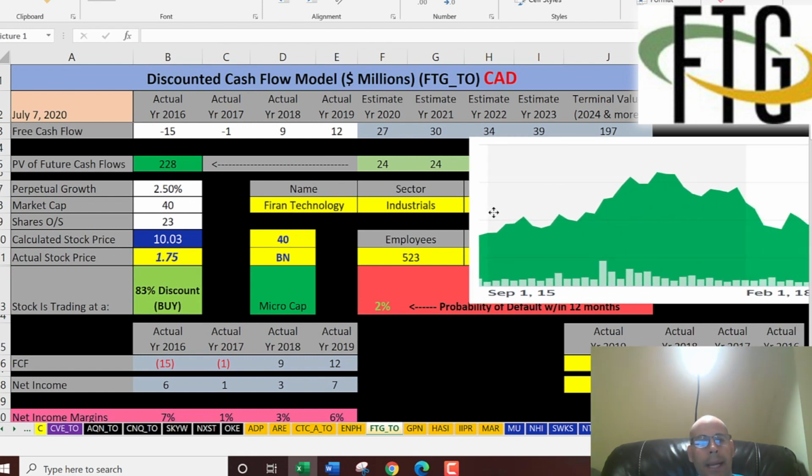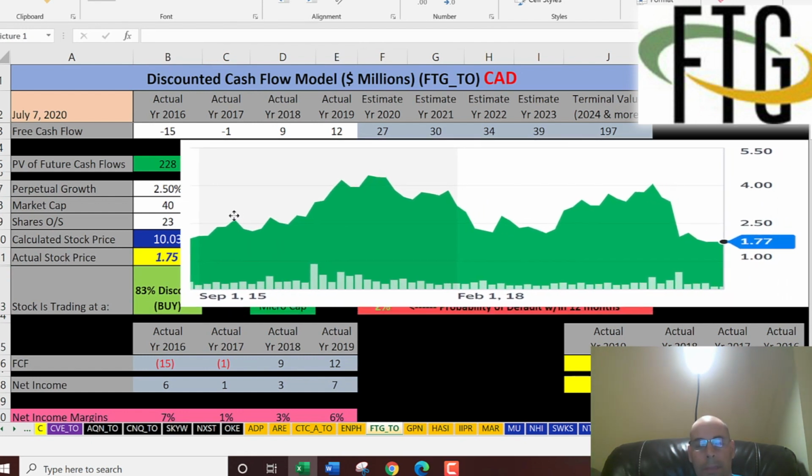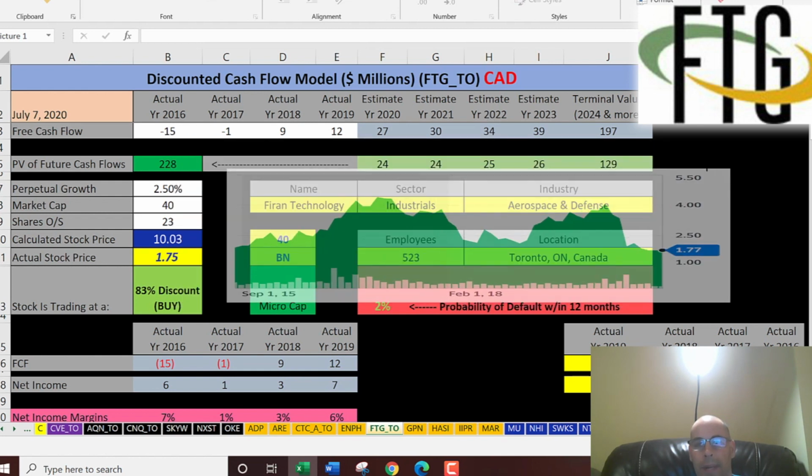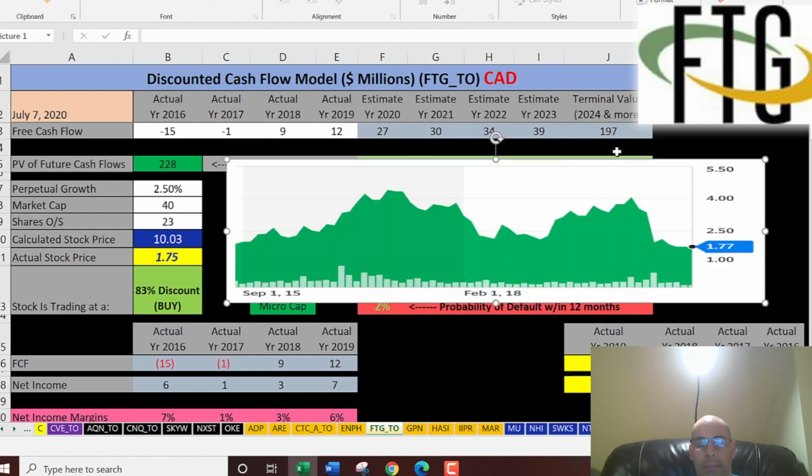But like I said, it's really hard to value these small companies. It's hard to value any company, to be honest, but it's really a guessing game with these really small companies. The stock was trading at pretty close to $5 at a couple of points the past few years. It's come down quite a bit.